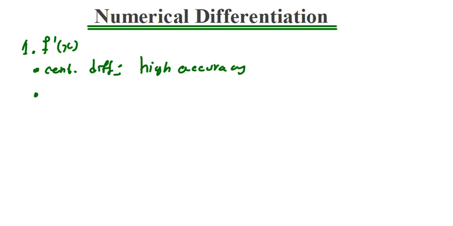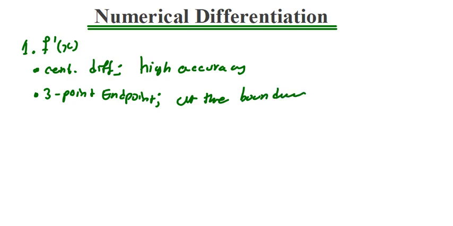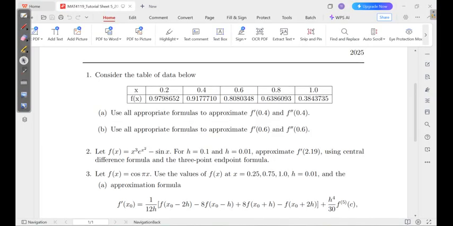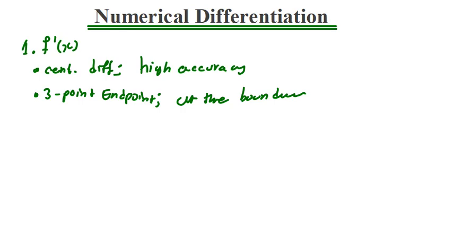Okay, there's another formula we call the 3-point endpoint. When does this come into play? The 3-point endpoint formula is used at the boundaries. So this is what we'll do. For 0.2 as well as 1.0, we are okay using the 3-point endpoint.